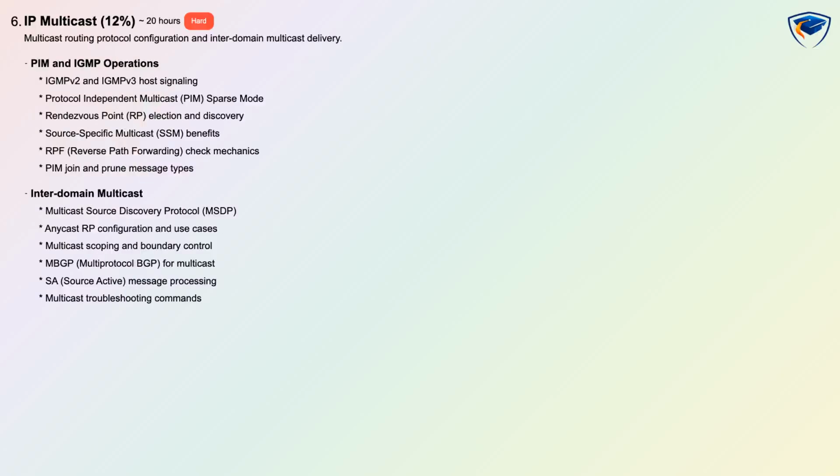IP multicast is 12% and concentrates on multicast routing protocol configuration and interdomain delivery. You will learn IGMPv2 and IGMPv3 host signaling, PIM sparse mode operation, RP election and discovery, and source-specific multicast benefits. The syllabus also includes RPF check mechanics, PIM join and prune behavior, MSDP, Anycast RP, MBGP for multicast, multicast scoping and boundary control, and troubleshooting practices.